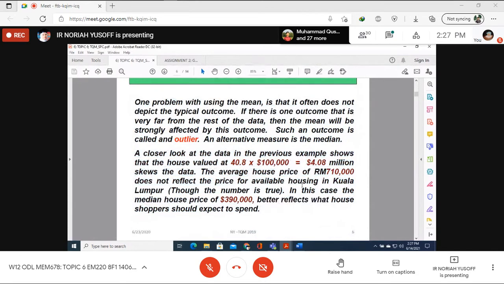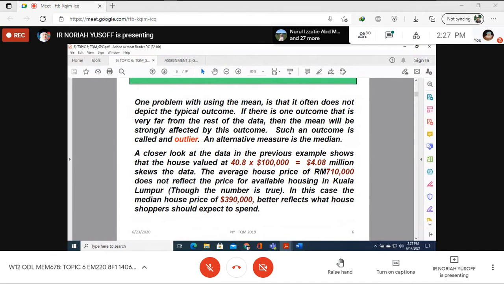So, if you take a closer look at the data, the previous example shows that the house valued at 40.8 is actually 4 million. So this 4 million is actually skewing the data to the right. It is called the outlier here. So usually whenever you collect data, you have to be sensitive enough to identify the outliers, the number that occurs randomly, I would say a wild number. Among all those distributions, this particular number is totally out of range.